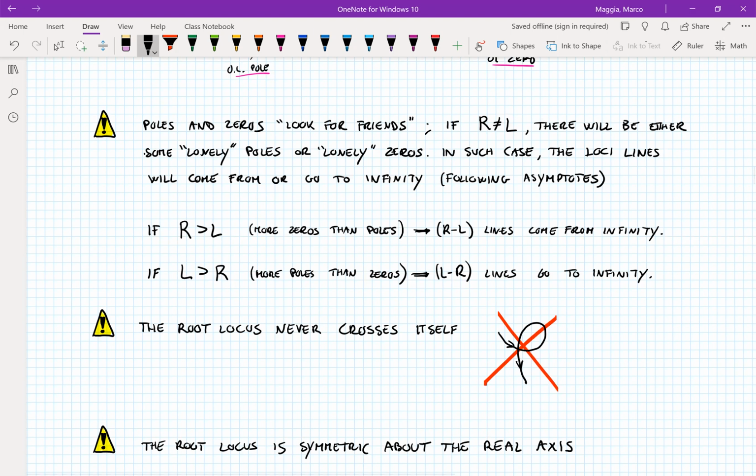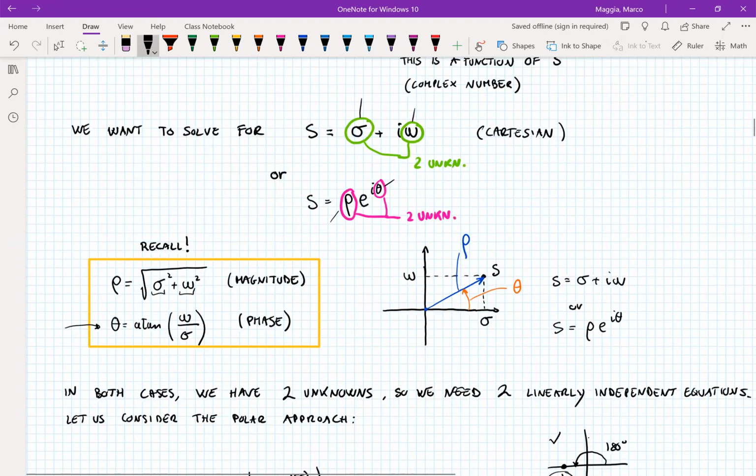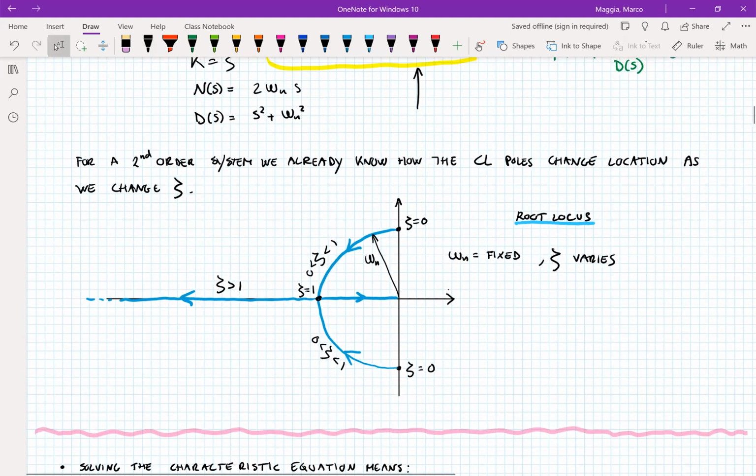And you cannot have two branches that share the same line. You will never have segments of two branches together. The only thing that you can have is two branches sharing one point, like in the example that we covered here for the second order system.